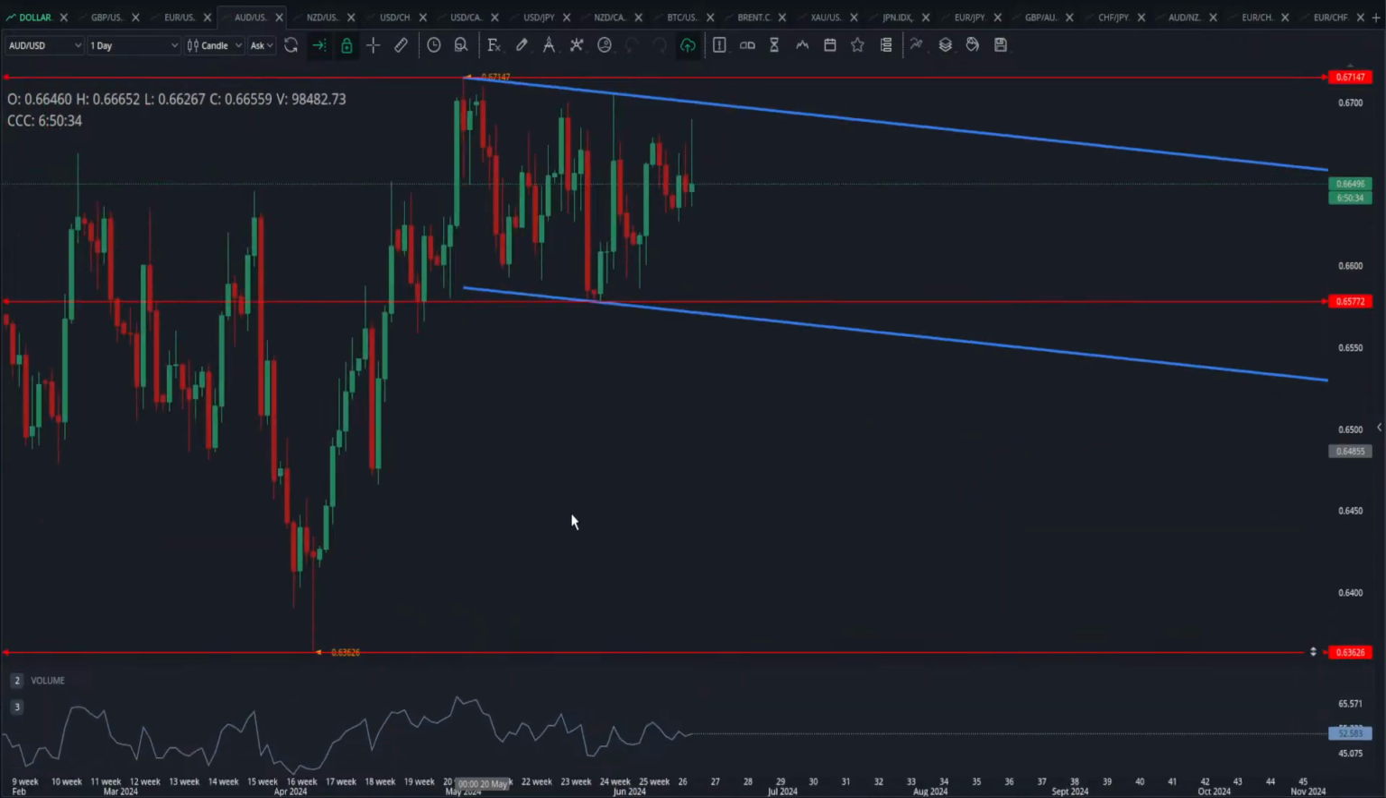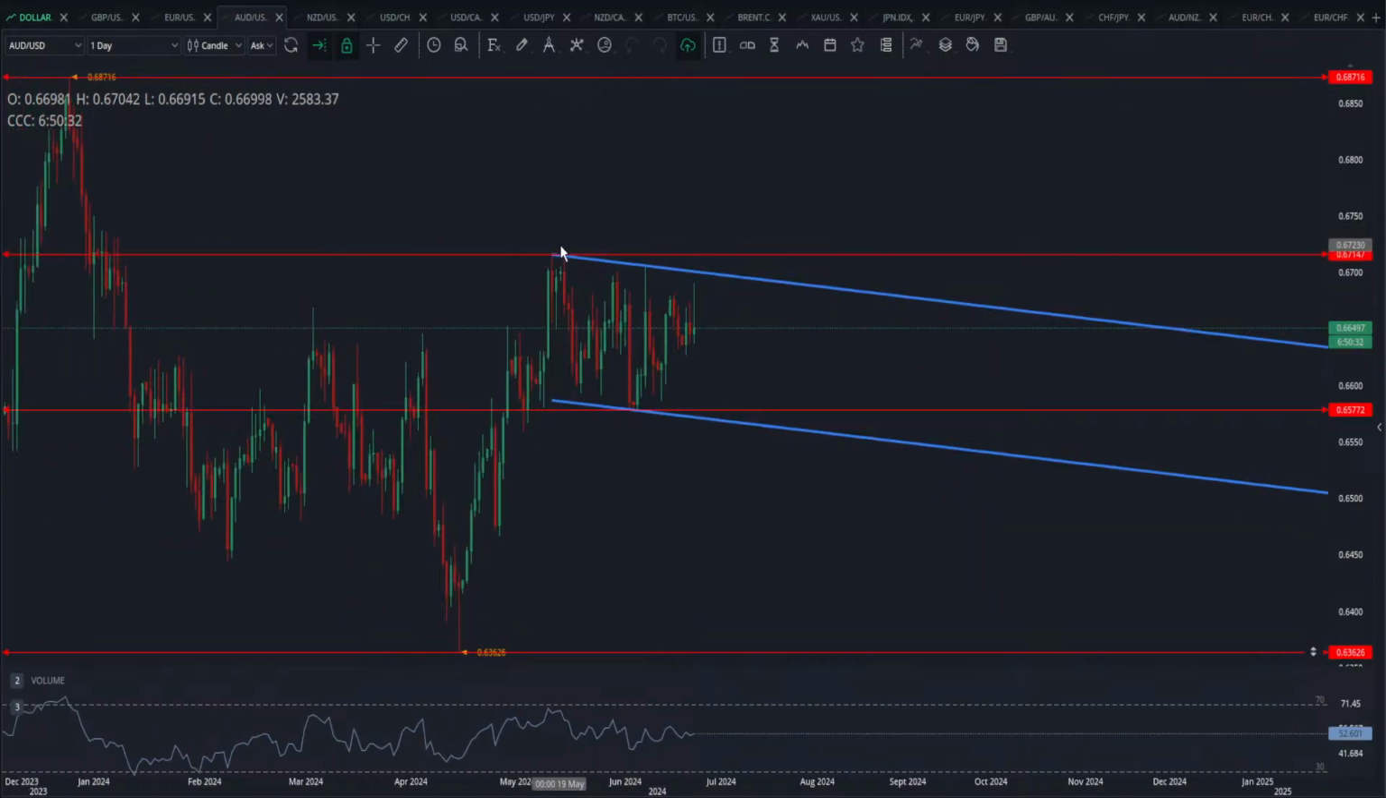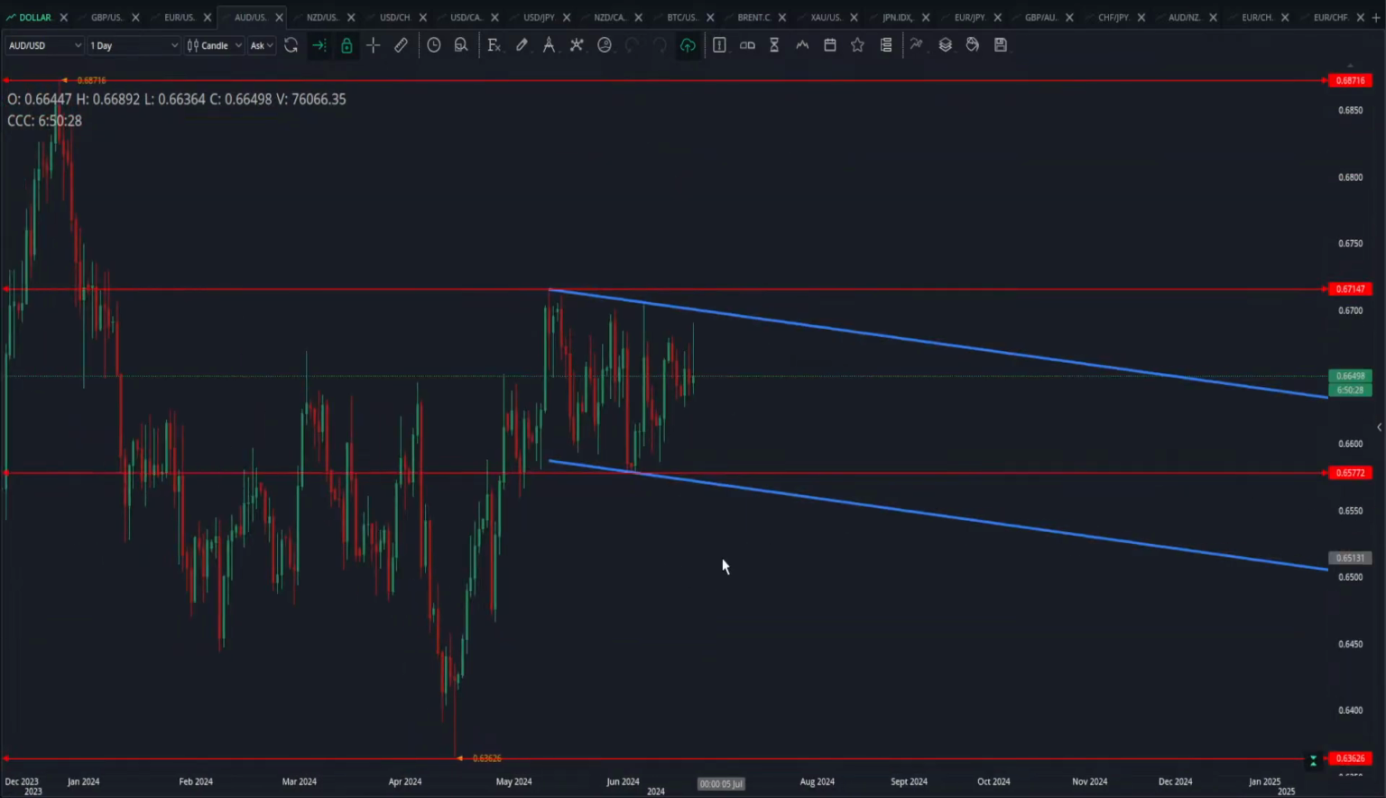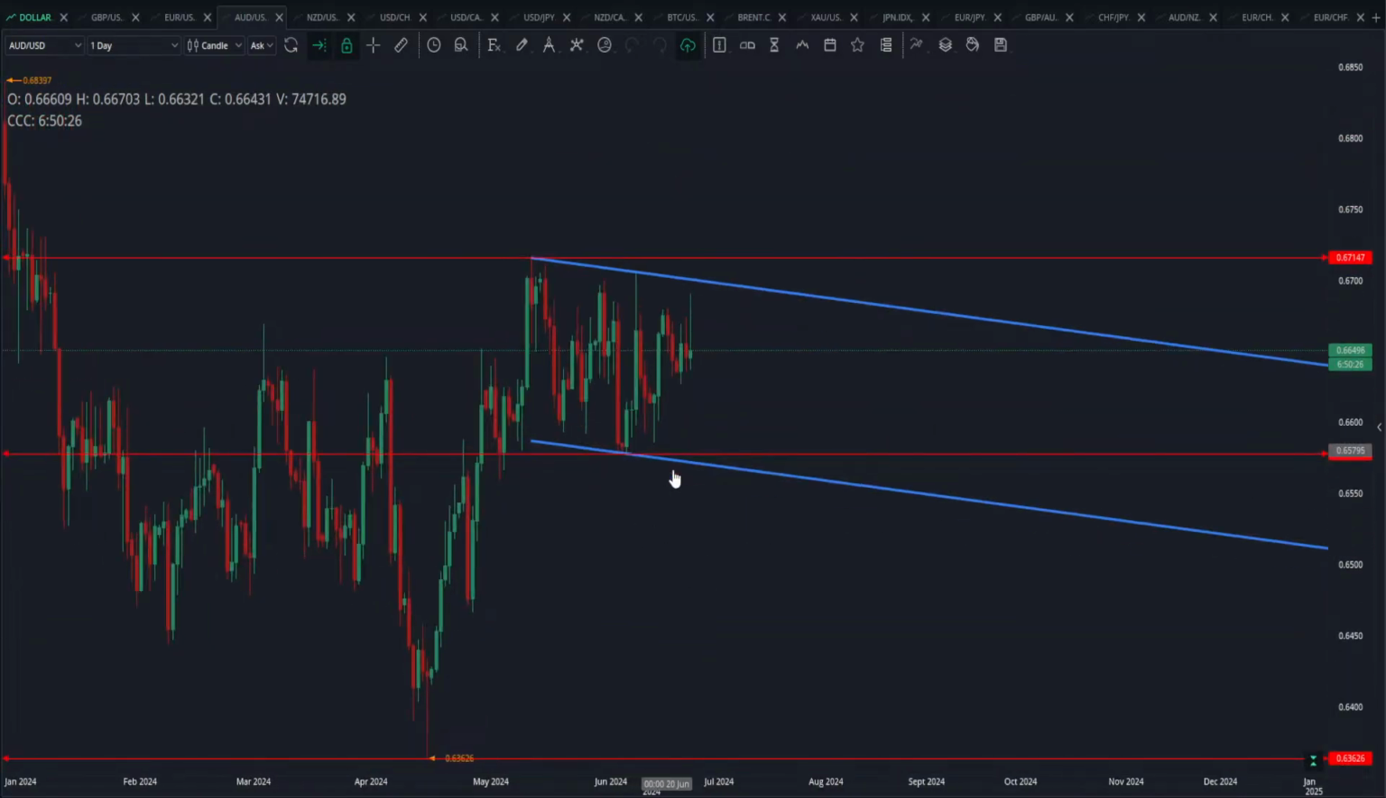Talking about the Australian dollar, it is moving in a very tight range and a channel. Let's not trade this market, although it is showing a reluctance on going higher. It went higher but was rejected from there. There is a possibility that it will go again to the downside towards 0.6577.